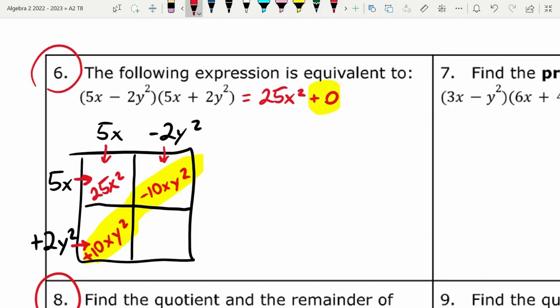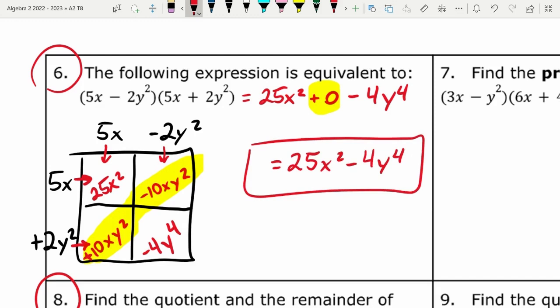And then finally, the last box, we'll take negative 2y squared times positive 2y squared to get negative 4y to the power of 4, because we have to take y squared times y squared. Okay, which is the last part of my answer. And if we just get rid of the 0, this will be our final answer for this problem. Try out number 7 on your own. It's just like this one.